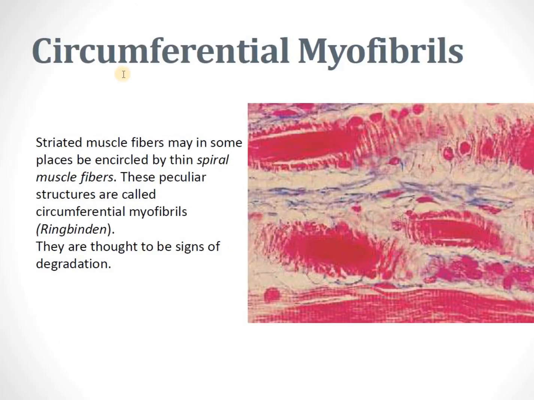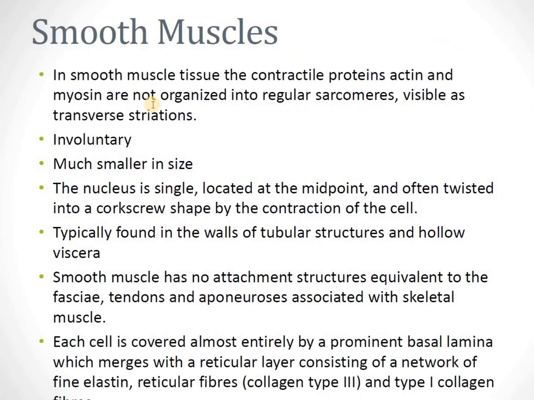So we should also see what circumferential myofibrils are. The striated myofibrils may become thin and spiral in structure. This peculiar structure is called a circumferential myofibril or ring band. They are thought to be a sign of degradation. So we should look further into the smooth muscles.